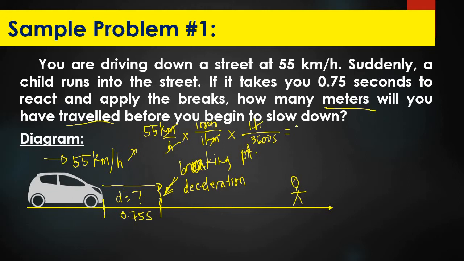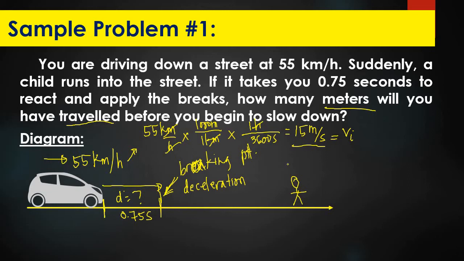That's correct. We have 15 meters per second. Sir, here it is, 55 times 1,000, that's 55,000 divided by 1 times 3,600. So that is 15 point something. We round that to 15 meters per second, two significant figures. That will be our initial velocity. After converting that to meters per second, what's next?